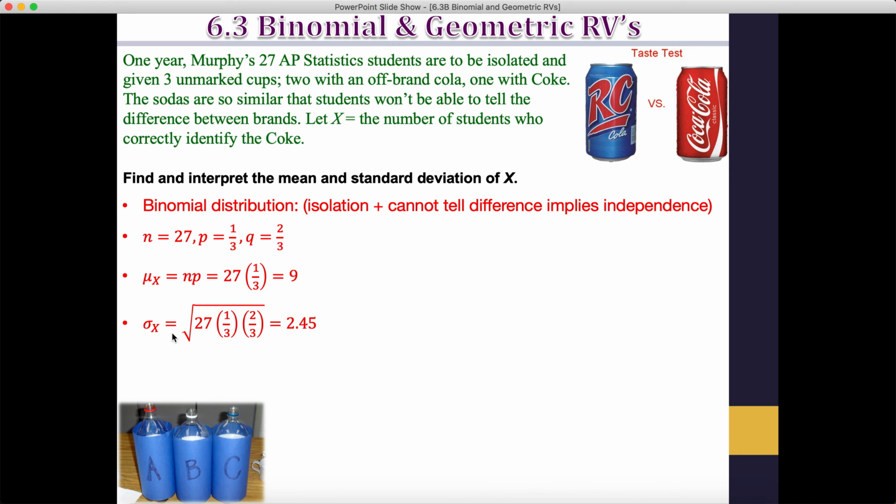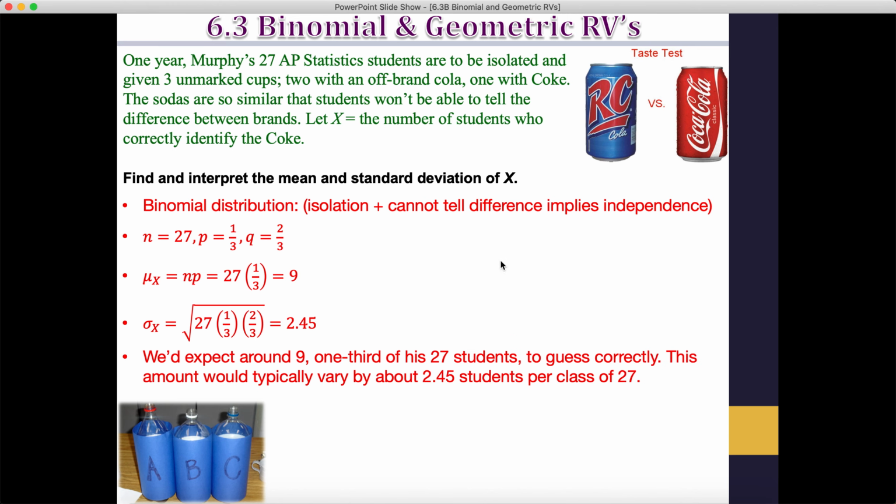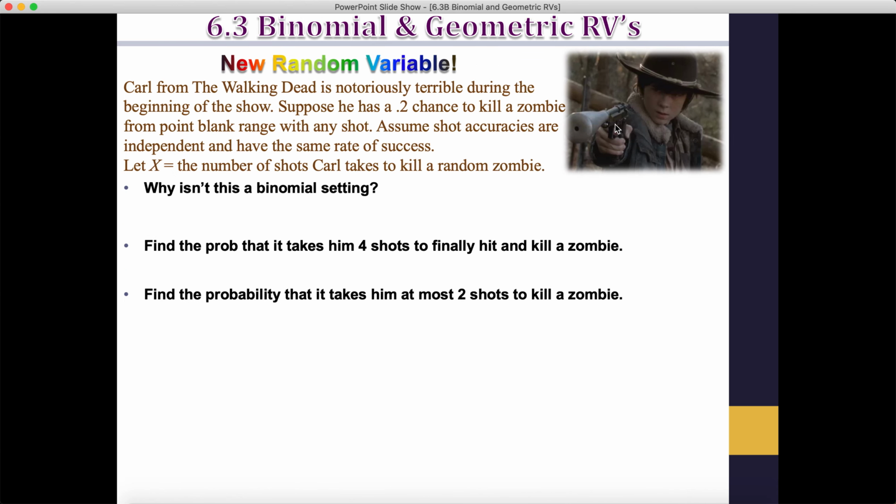And then the standard deviation, there's not too much to this other than throwing stuff in the formula and simplifying. That comes out to 2.45. In terms of interpreting these things, we expect around 9, which is 1/3 of the 27 students, so it's very sensible, to guess correctly. And then this amount would typically vary by about 2.5 students per class of 27. None of this is too shocking if you actually internalize the meaning of things like standard deviation. Pretty standard stuff. A new thing, though, finally, something new.